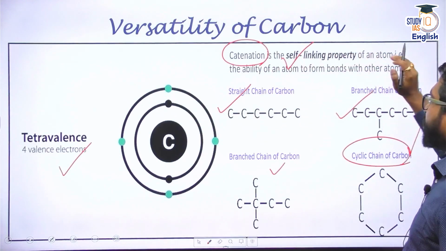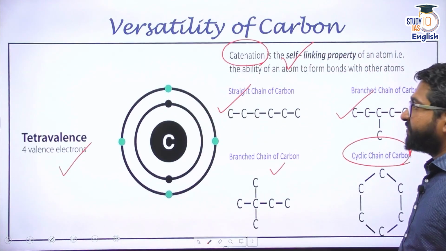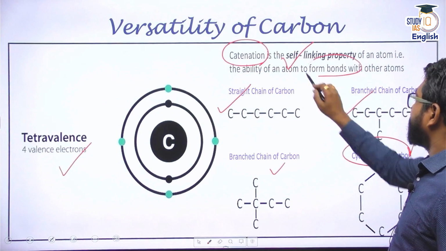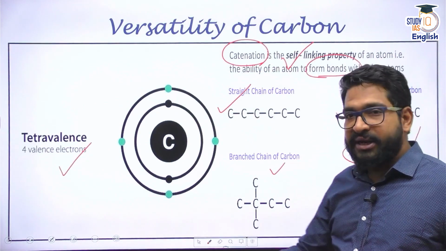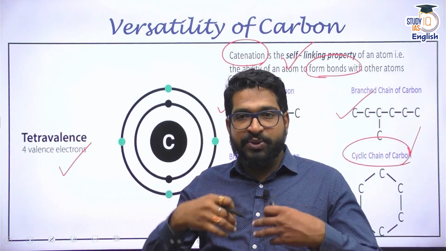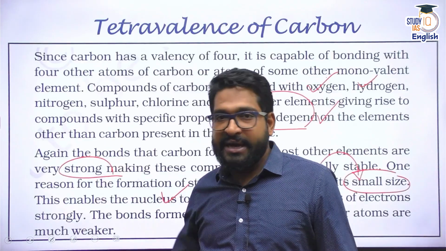Catenation is a self-linking property of an atom where it can link with itself through different bonds. It can link with itself or it can link with others as well. So if it links with itself, it forms a branch structure. Carbon has the ability to do it.